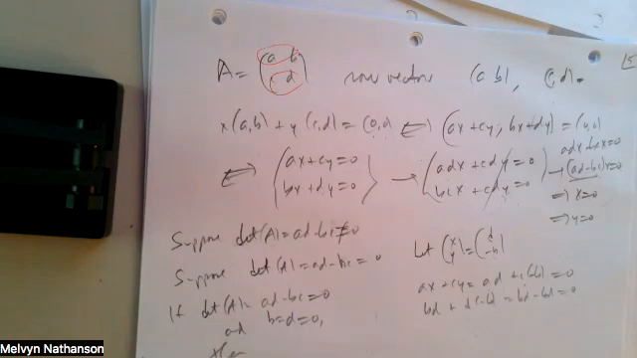So what this says is then the row vectors are linearly independent if and only if the determinant is non-zero, if and only if the column vectors are linearly independent. So in a 2x2 matrix, the row vectors are linearly independent if and only if the column vectors are linearly independent.